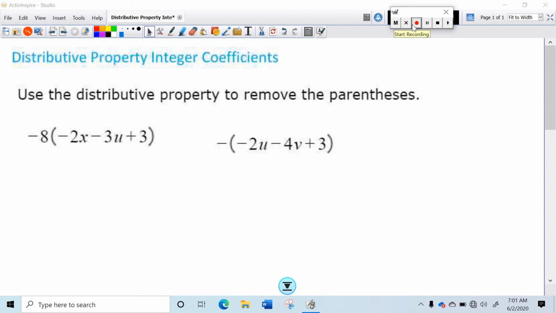Okay, the distributive property with integer coefficients. So this is basically just getting rid of parentheses, and to do that you take the number outside and you multiply it by everything inside, just one thing at a time.